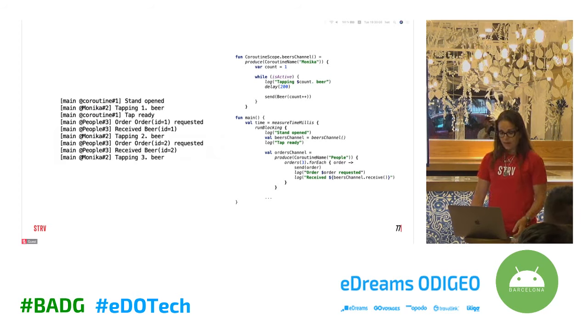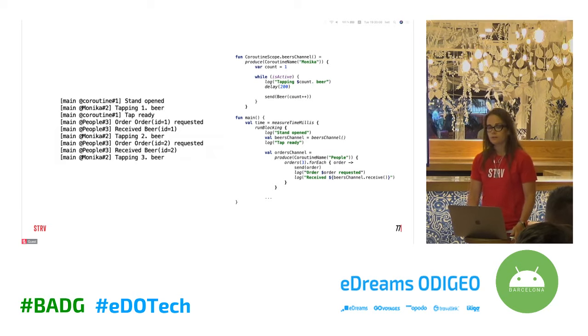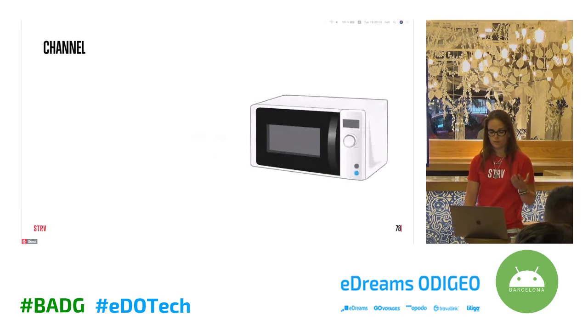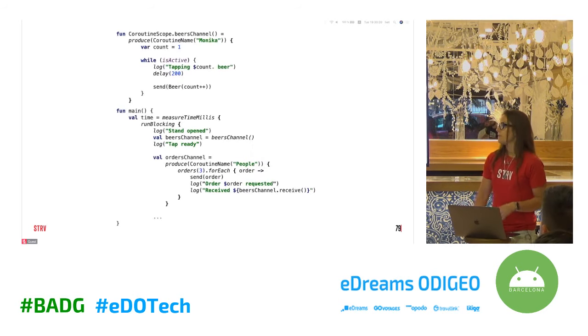And this is happening because channels represent a hot stream of values. A hot source is active even outside of calling it. It can be active in the background before calling it, and it can be still active after calling it. So what is actually happening is this.